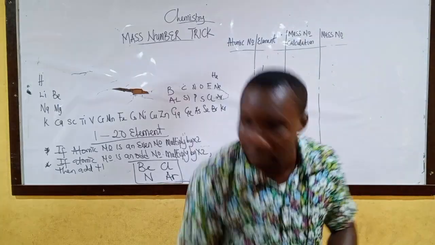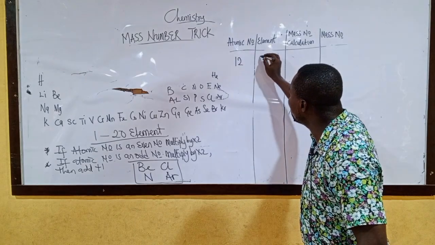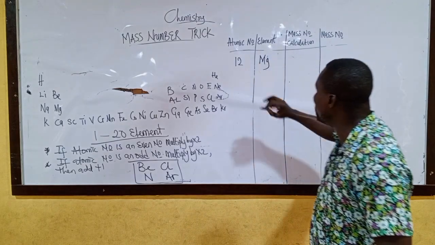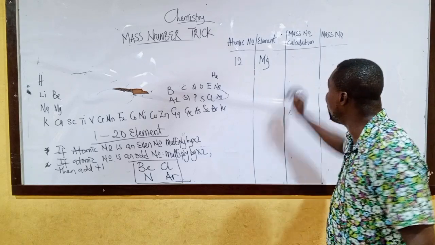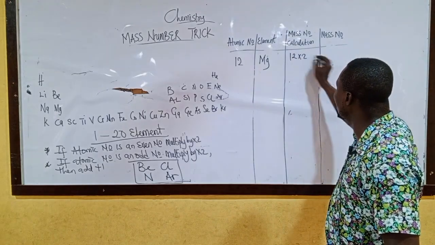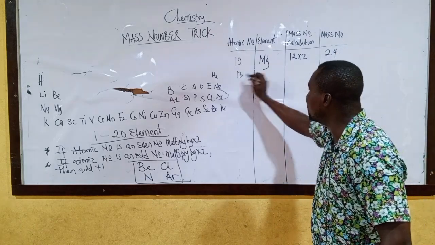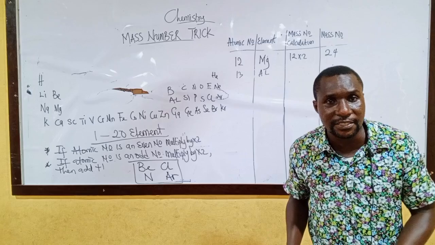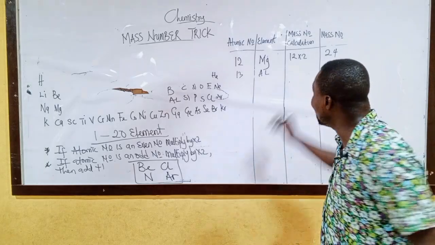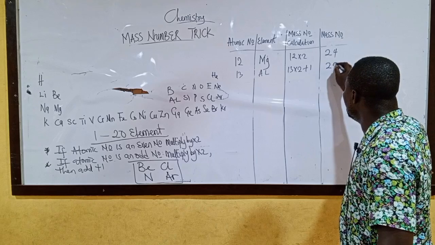Okay, atomic number 12, which is magnesium. Magnesium has atomic number 12. 12 is what? Even number. That is 12 times 2. Mass number of magnesium is what? 24. 13, aluminium. Aluminium has atomic number 13. 13 is what? Odd number. What did I say? 13 times 2 plus 1, 27.